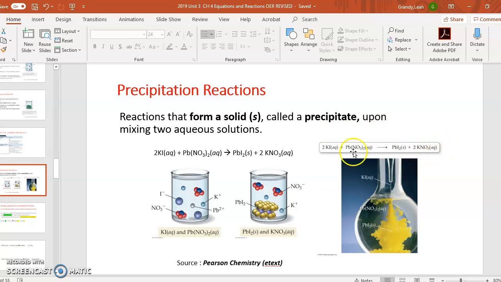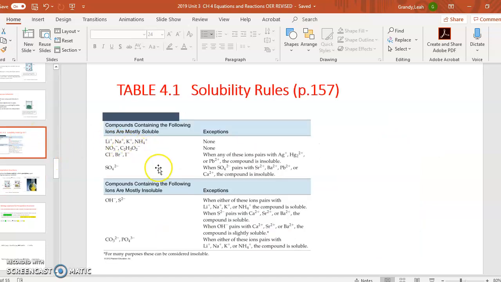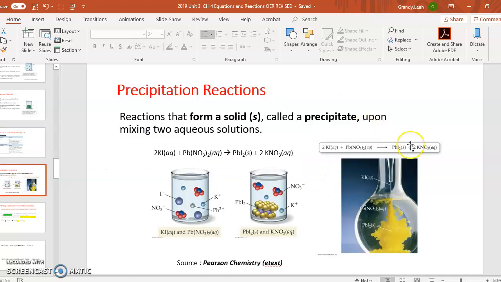And if you were to look up in your table, you'll see that when lead goes with iodide, we will have a precipitate. So here's iodide. Notice how it says if it pairs with lead, it's insoluble. So that's how we know that yellow that we see is in fact this particular one here.